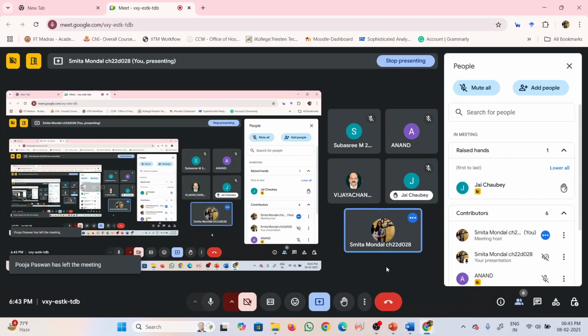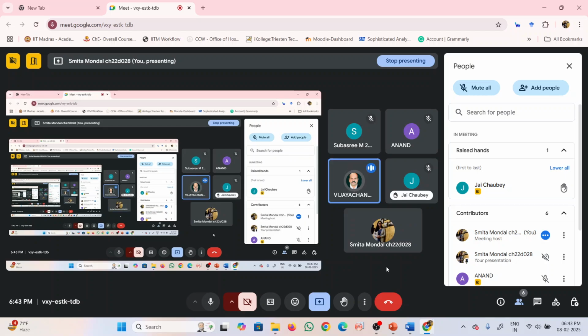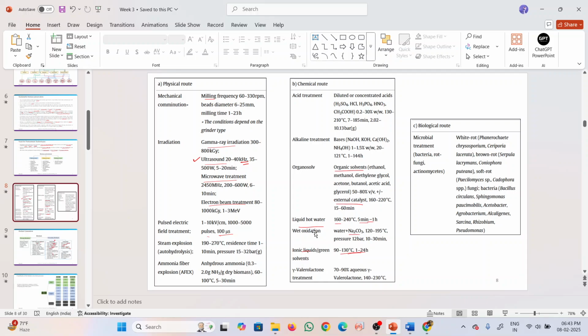So is it okay with that? Yeah, it's clear. And on that same slide, what is that electron beam? Something is there in the radiation process, the last method. That electron beam treatment is also categorized in the same process.